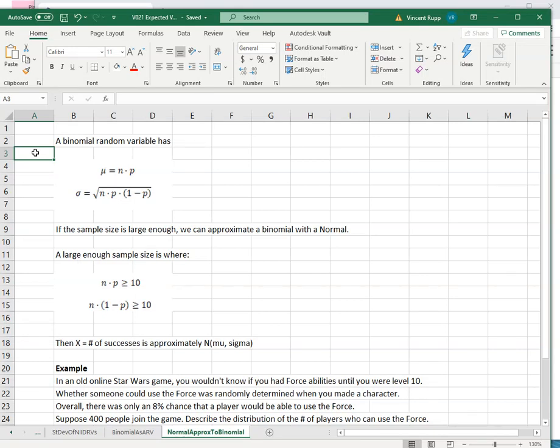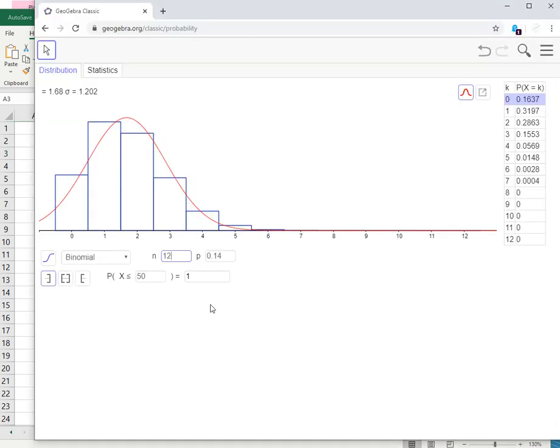The binomial comes up in a lot of different applications, and there's one additional interesting thing that happens. A binomial random variable has this mean n times p, and the standard deviation sigma is equal to the square root of n times p times 1 minus p. One interesting result is if the sample size is large enough, we can approximate a binomial with a normal distribution. To see what that looks like, we go into GeoGebra.